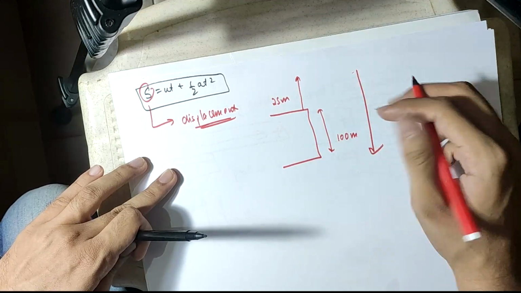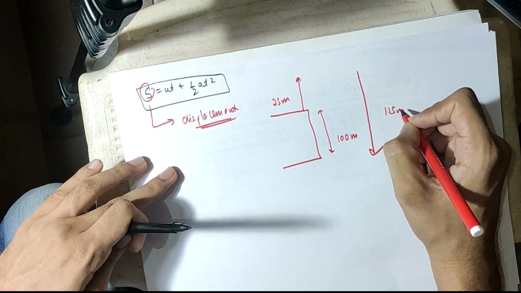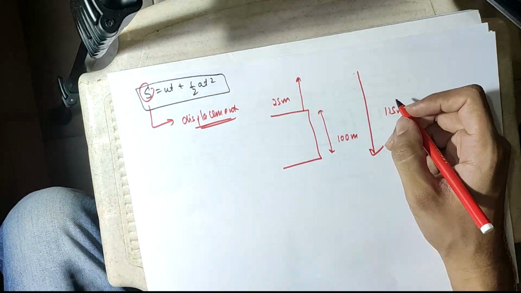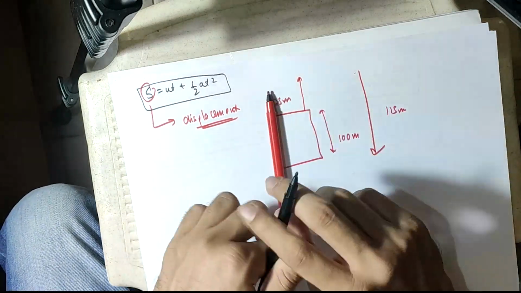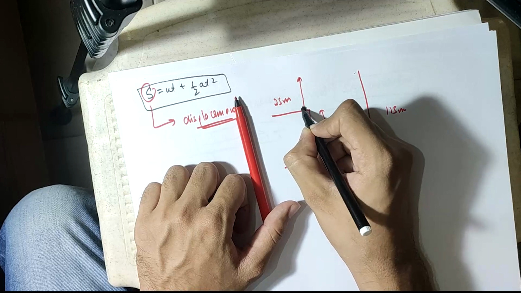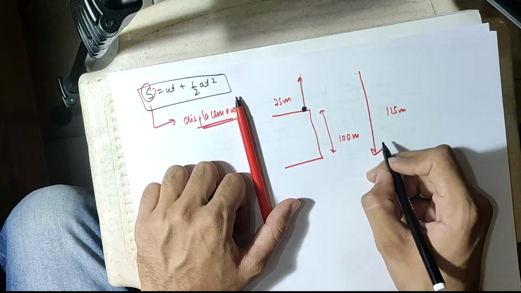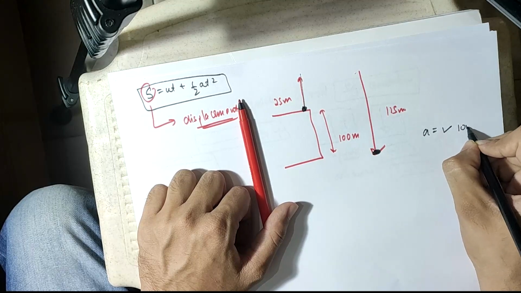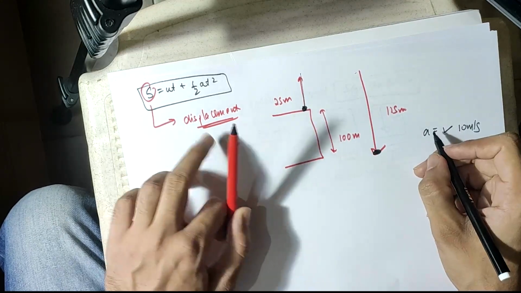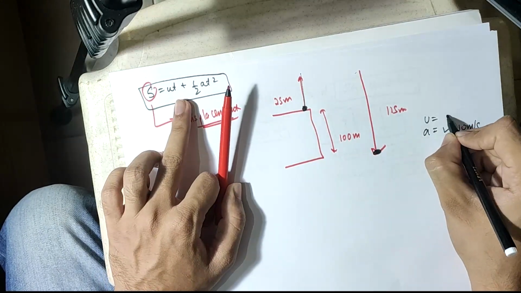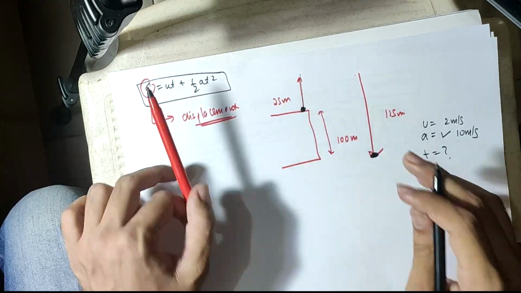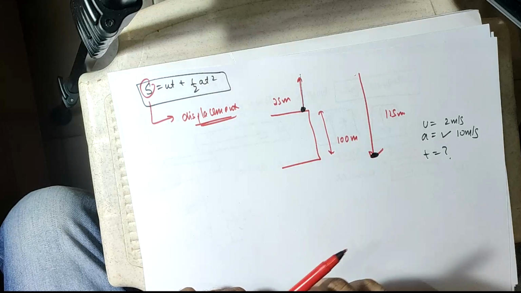So this is total 125 meter, obviously. Let's say you have been asked the total time taken. The particle was initially here and it has gone upward, then it has gone downward. You know the acceleration, 10 meter per second squared, because it is g, and the initial velocity you have been given, let's say 2 meter per second, and time is asked. So what S will you put?